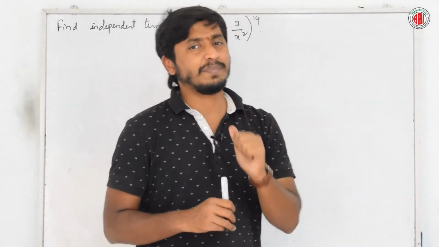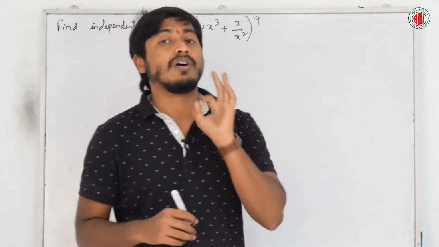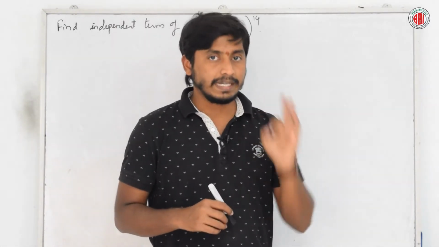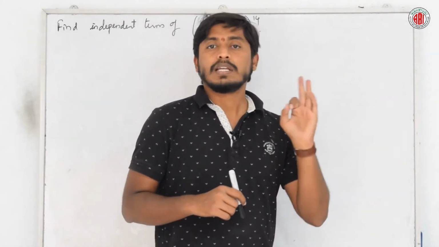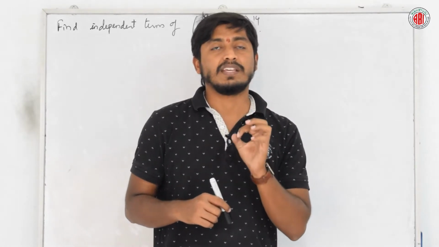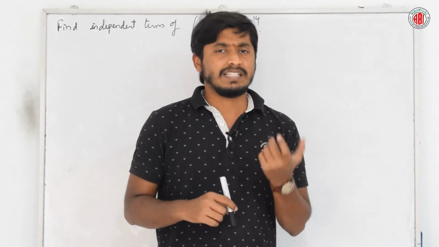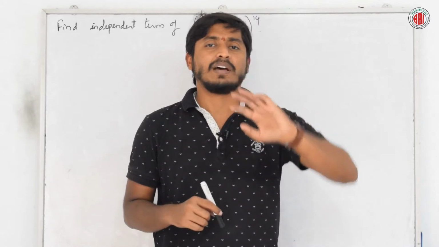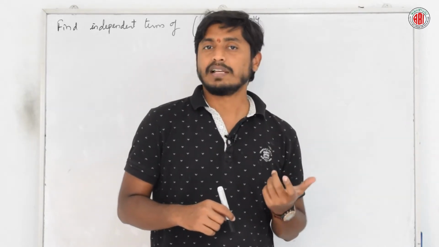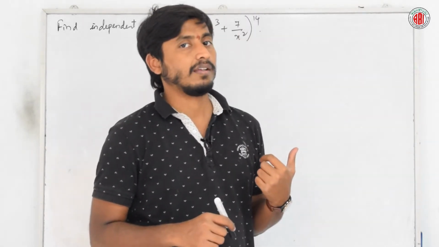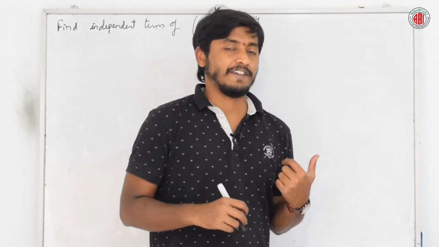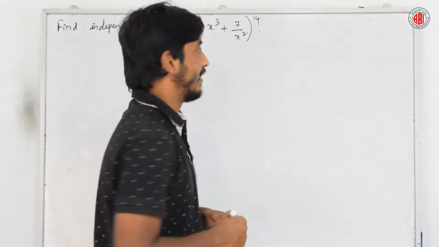What do you mean by the independent term? It is a constant term. A constant term is a term in which the power of the variable should be 0, right? We'll find the general term and make the power of x as 0. Then we'll get the value of r, and substitute it again. Is it not easy? Fine. Shall we do it now? See here.